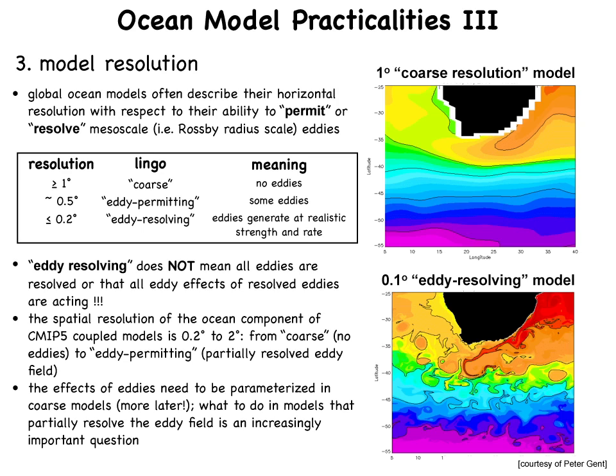Okay, there's still stuff that's not resolved. Until you start resolving the molecular scale, that will always be true. I Googled last night what's the horizontal resolution of your average CMIP5 ocean component coupled model, and they list it as between 0.2 to 2 degrees. So that means in your CMIP models, your ocean models are either coarse, so they have no mesoscale eddies, to eddy permitting, so that they're partially resolving your eddy field.